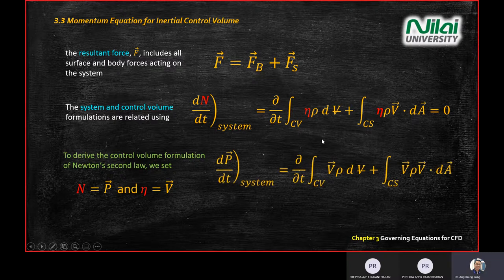So you modify the general representation of our differential equation, which is the second line on the screen, with P divided by t. P again is the linear momentum, equal to the integration over the CV, the control volume, of V rho dV, plus the integration over the CS, the control surface, of V rho V dot dA.